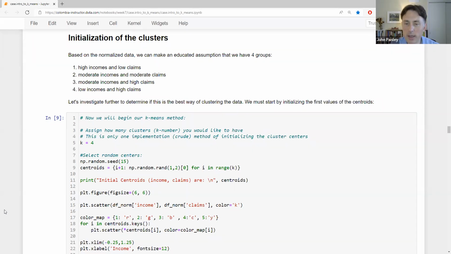So first, by looking at the data, we're going to assume that we have 4 groups, and those can be given names based on where they fall in the feature space and our interpretation of what the features mean.